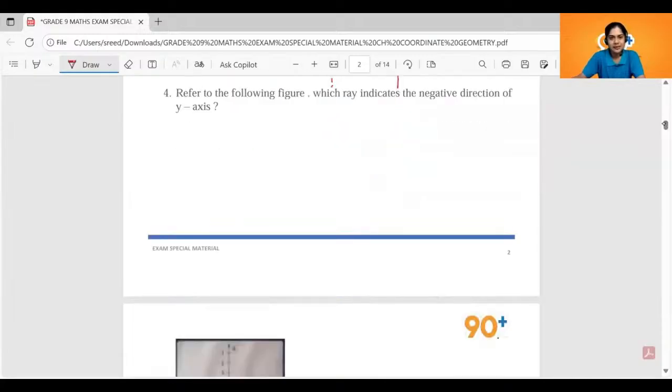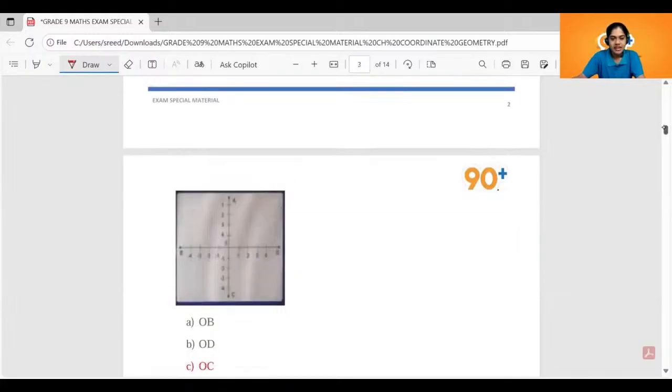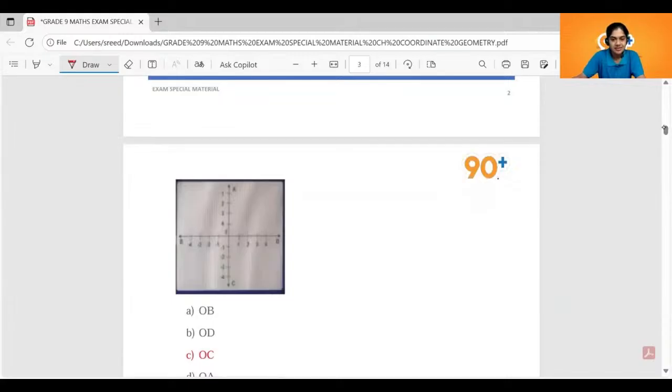Moving to the fourth question, refer to the following figure. Which ray indicates the negative direction of the y-axis? You know that the horizontal line is the x-axis and the vertical line is the y-axis, right? So which is the negative part of the y-axis? It is the bottom part, this part, right?